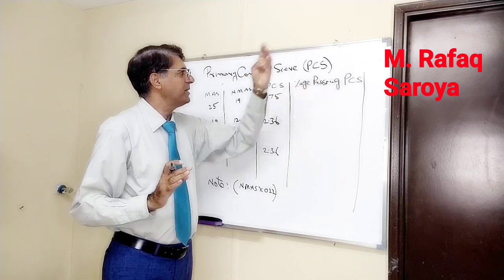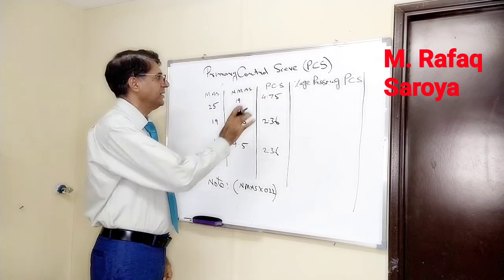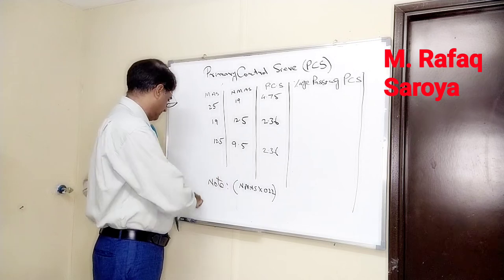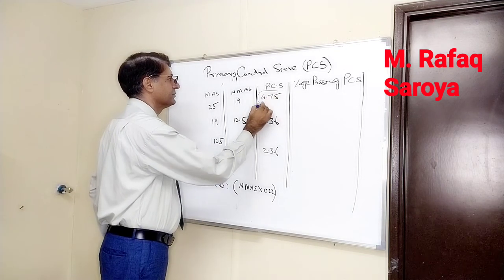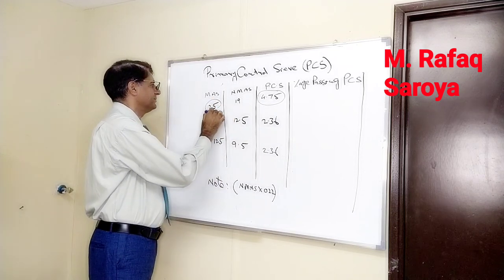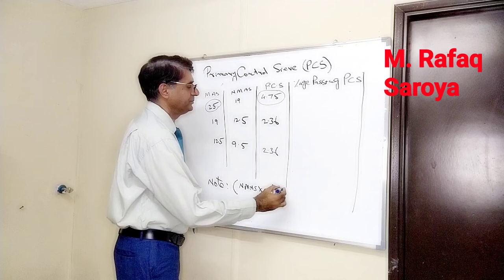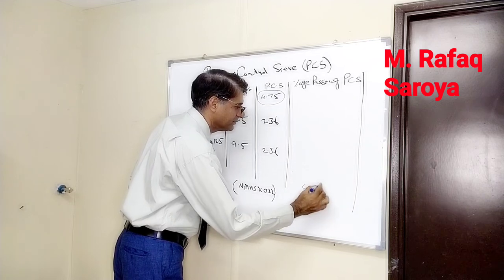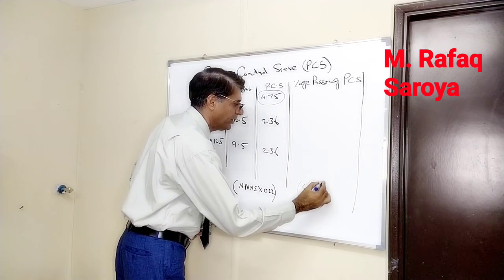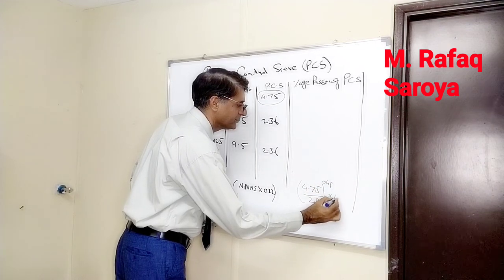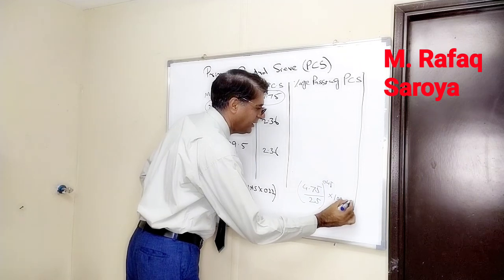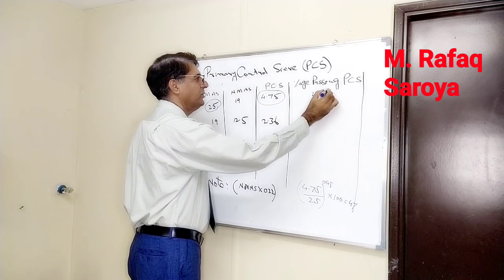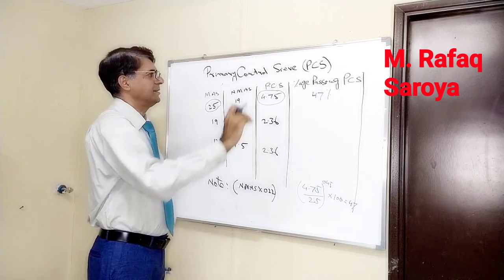Now we have to find out this percentage passing. Very interesting. This PCS will be divided by this. I will give you one example. 4.75 divided by 25, whole raised to power 0.45, into 100. Whatever value comes, it is 47. So this 47 is for this.